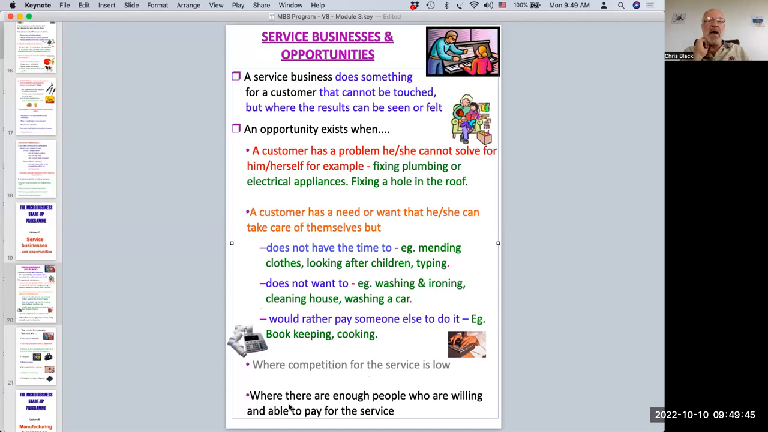And then, of course, an opportunity exists where there's enough people who are willing and able to pay the price for what you are charging for the service. So again, here, the 3 opportunity factors. All right, any questions on that so far?